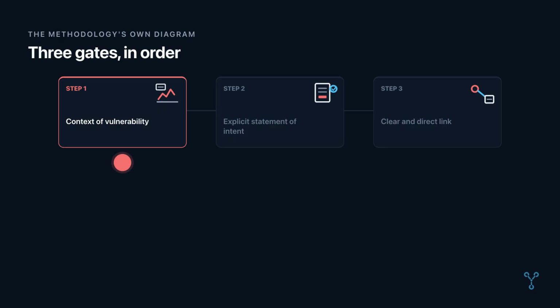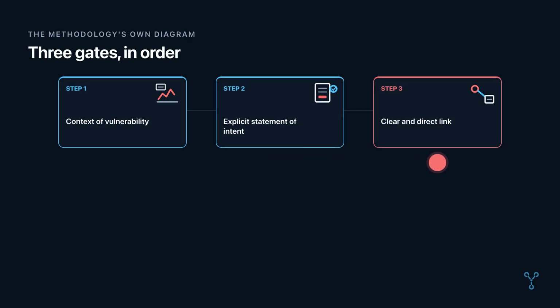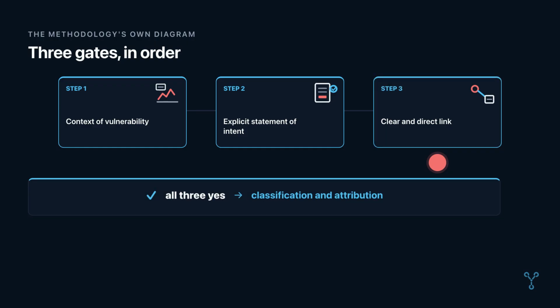Step 1 asks whether the context of climate change vulnerability has been set out. If the answer is no, the assessment ends. If the answer is yes, Step 2 asks whether there is an explicit statement of intent to reduce the identified vulnerability. If the answer is no, it ends. If the answer is yes, Step 3 asks whether there is a direct link between the project activities and the identified vulnerabilities. If the answer is no, it ends. Only when all 3 answers are yes does the assessment continue to classification and attribution. There is no partial credit for passing 2 of 3.